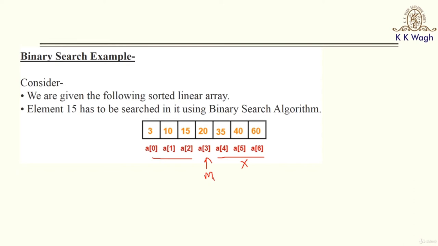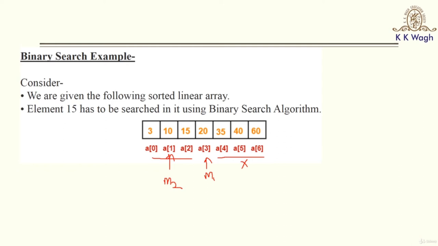Now again we will be calculating the new mid. So new mid will be calculated as beginning, that was 0, plus new end, that is equal to 2, divided by 2. So 0 plus 2 divided by 2 is equal to 1. So our new mid, that is mid 2, is nothing but 10. Is 10 equivalent to 15? No, it is smaller. So no point in searching for 15 in this area at this location.